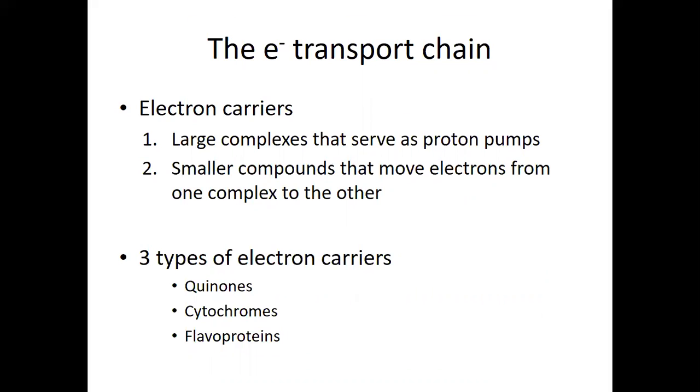Now, we're not going to spend a ton of time here. There are a few differences, but nothing major. You have your large complexes that serve as proton pumps. Most of them do, but you have complex 2 or a complex 2 equivalent in prokaryotic cells that does not pump protons. And then you have smaller compounds that are moving electrons between the larger complexes. So if you think of the larger complexes as important landmarks, think about these small carriers as an Uber or a Lyft, taking you in between the complexes.